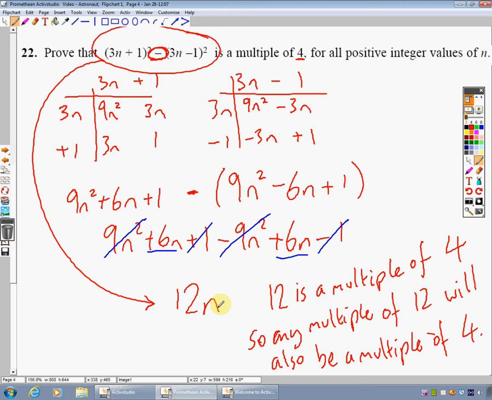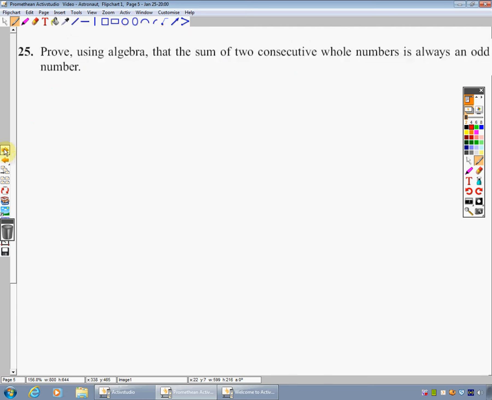And then finally we get the hardest one, I think, where it just says prove using algebra. It doesn't give you the algebra, you have to make up the algebra yourself, that the sum of 2 consecutive whole numbers is always an odd number. And I'll tell you a little truth, or a little confession. I don't really know the answer when I start a question like this. What I do is I just start writing down some random stuff.